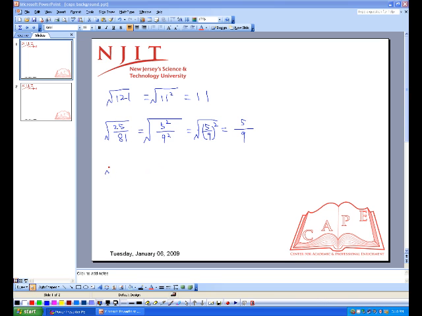And let's try the square root of 1 over 49. Well, this is equal to 1 over 7 squared. And then since square and square root are opposite operations, they cancel out, and it becomes 1 over 7. So you always pick the positive number. The answer is always positive.